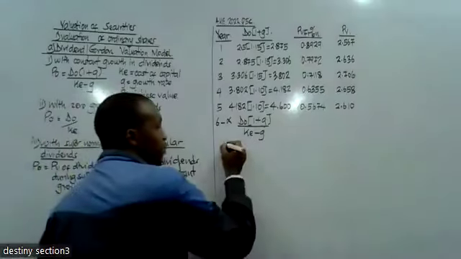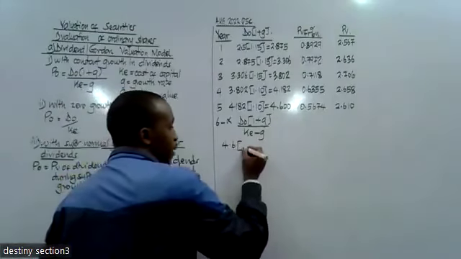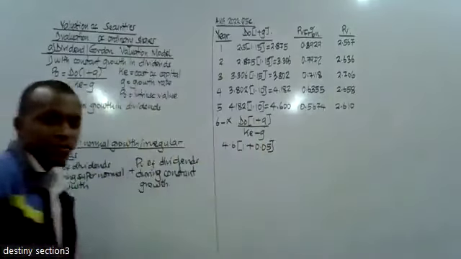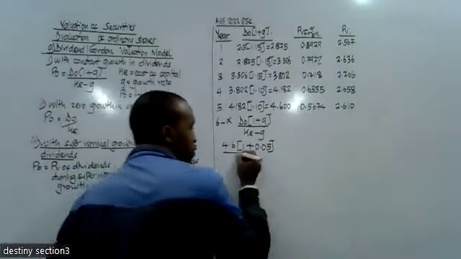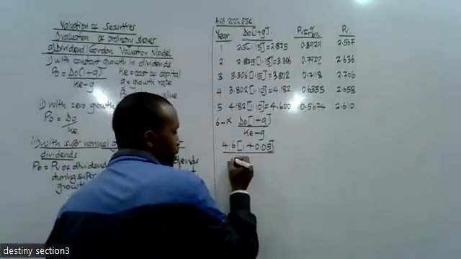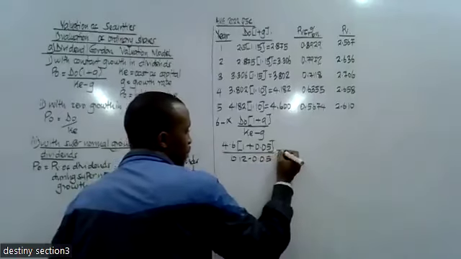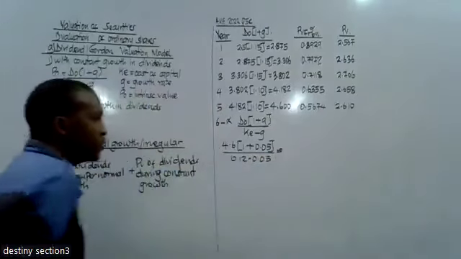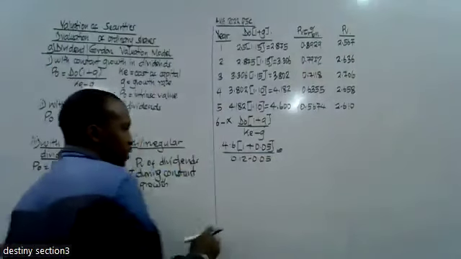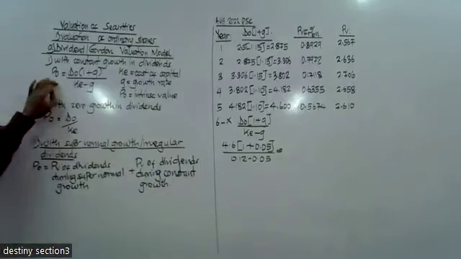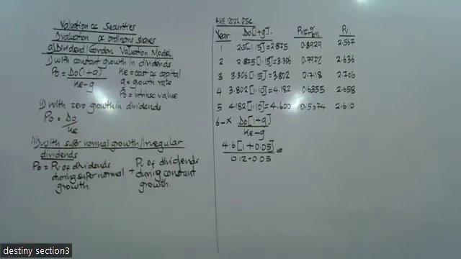So the current dividend is 4.61, your growth rate is 5%, your cost of equity was 12%, minus a growth rate of 0.05. You want to determine the dividend in perpetuity, and because it has constant growth, you follow that formula there.